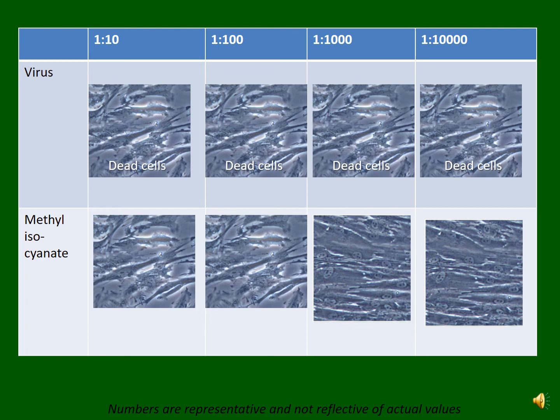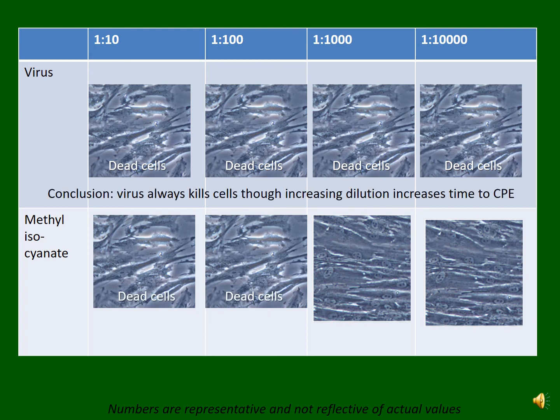With the toxin, at the high concentrations, the cells still die, but at low concentrations, the cells are still alive. They're still alive at the farther end because they're nice and flat and they're attached. So the conclusion is that virus will always kill cells, though increasing the dilution increases the time to CPE, that is cytopathic effect. But toxins can be diluted to a point at which there is no effect on cells. And so that is the difference between virus and a poison. However, the name virus dates back to this original idea, because virus is Latin for poison.